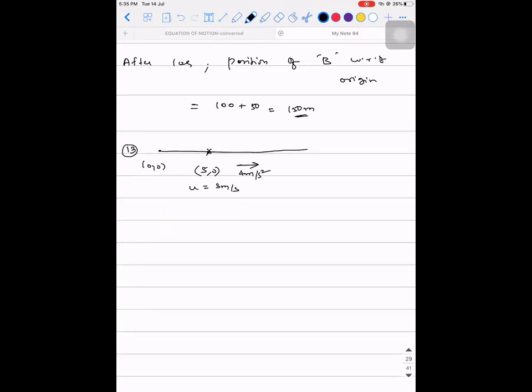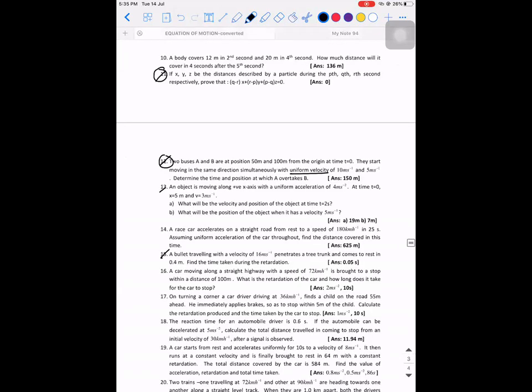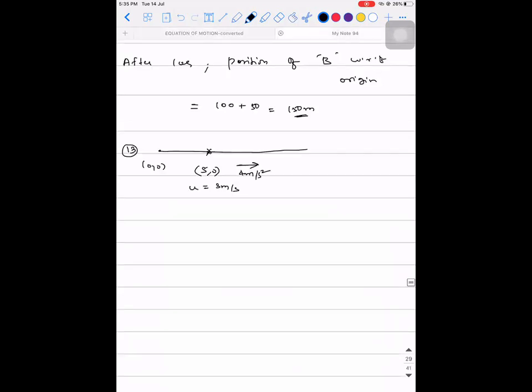Then what are they asking? After 2 seconds, what will be the velocity and position of the object at t is equal to 2 seconds? Can you tell me? After 2 seconds, applying v is equal to u plus at. So v will be equal to u, which is how much? 3, plus acceleration 4 into time taken 2. So that will be 11 meters per second. So the velocity will be 11 meters per second. What will be the position of the object? S is equal to ut plus half at square. So S is equal to, what is the value of u?